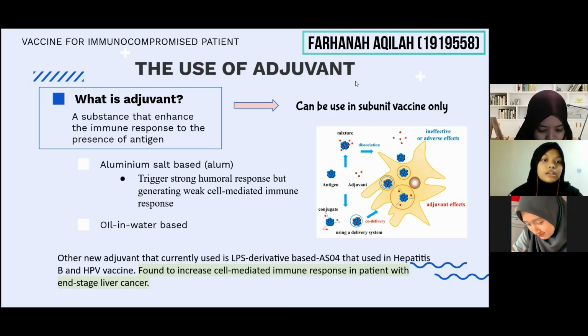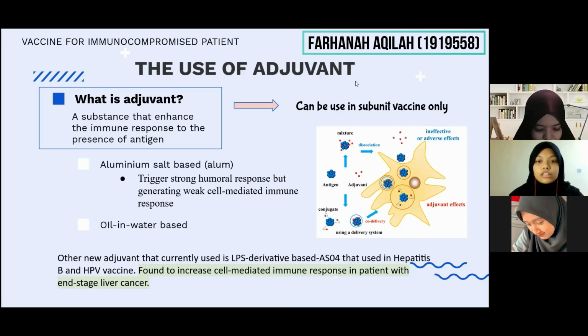Some of the commonly used adjuvants are aluminum salt based, or alum, and oil-in-water based, and each adjuvant has different advantages and disadvantages. For instance, the aluminum-based adjuvant can trigger a strong humoral immune response, primarily mediated by secreting antibodies specific to the antigen, while generating a weak cell-mediated immune response.